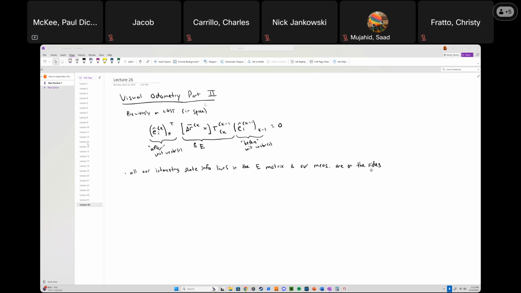So you can imagine what we're left with is, how exactly do we set up this math problem to solve for E? And then even if we knew E, can we back out our rotation and translation? That's where we're going. This equation has a name. It's called the epipolar constraint. And E also has a name. It is the essential matrix.